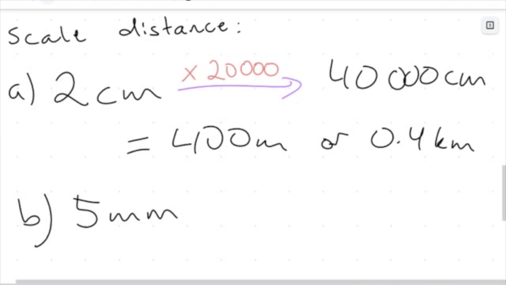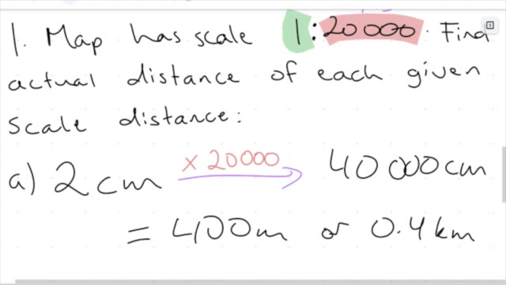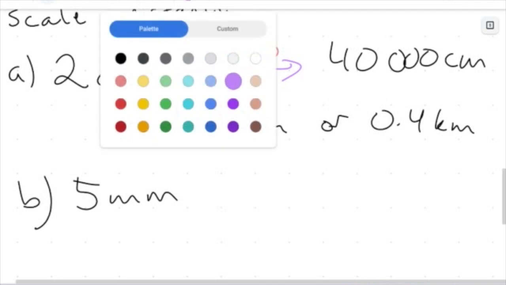And what's important to note is that no matter what my units are here, my scale ratio is always 1 to 20,000. So whatever that unit is, whatever the measurement is, the actual distance is always going to be 20,000 times more than that. So I'm going to do these questions in the exact same way.